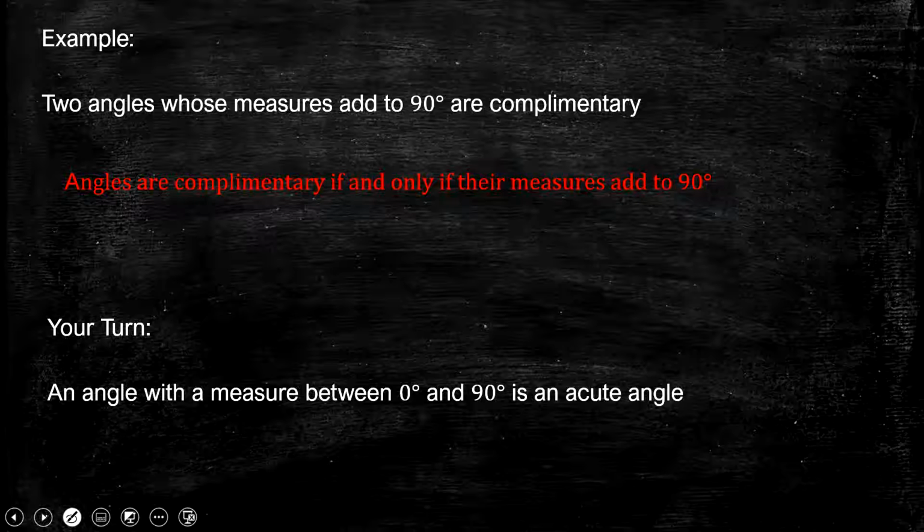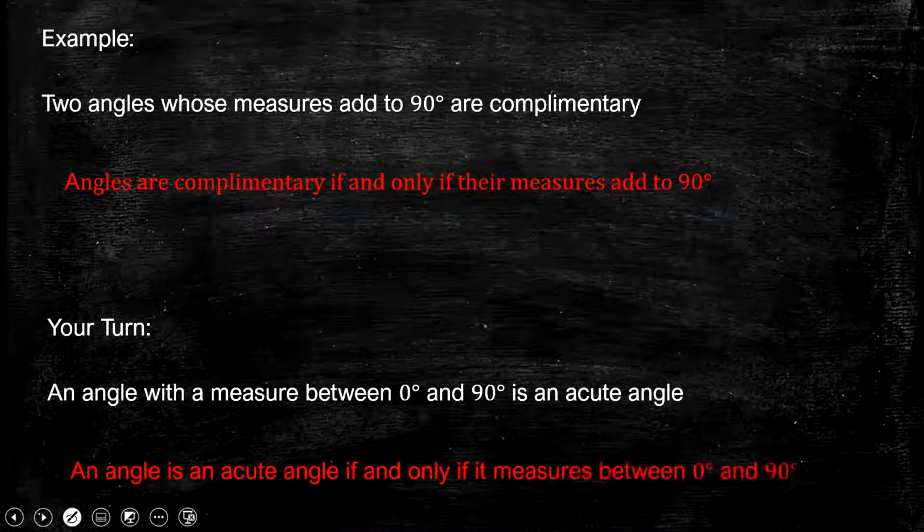Take a few minutes to figure out what the biconditional is going to be for this statement. Okay, we should have taken the time. Our statement here is: an angle is an acute angle if and only if it measures between 0 and 90 degrees. Like we learned, it can't be 0 because then it's no angle, so it has to be between 0 and 90, 1 to 89.99999.